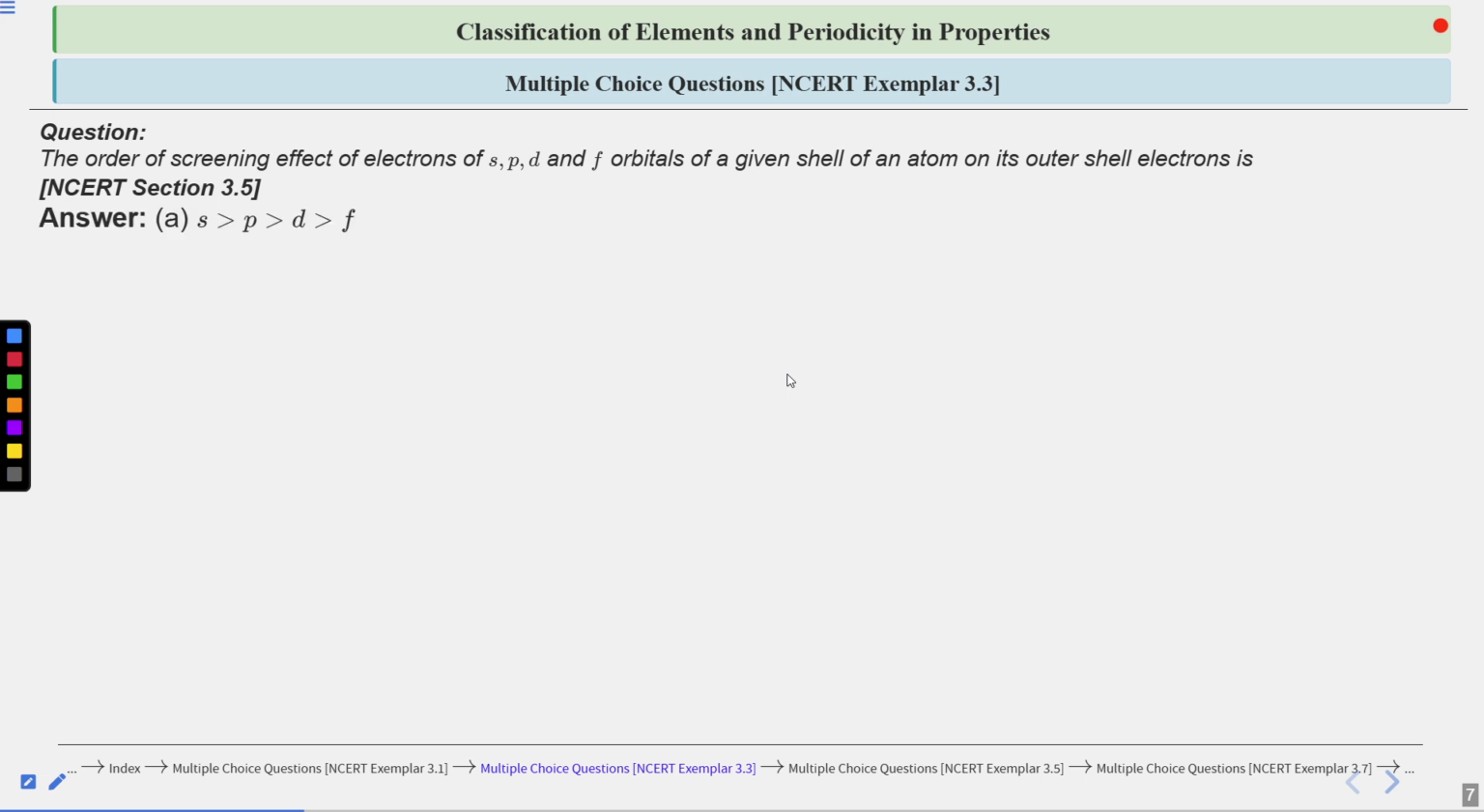So the most efficient in screening would be in A, which is S, then P, then D, and lastly F. How are we saying that? For that, you should remember this simple thing, that the penetration effect and the screening effect are proportional to each other. Therefore, since the penetration effect of S is the most, then comes your P, then comes your D, and lastly your F. So that same order will be followed for the screening effect as well.